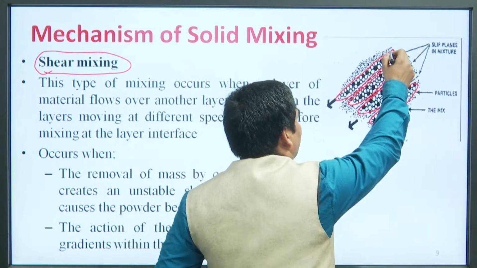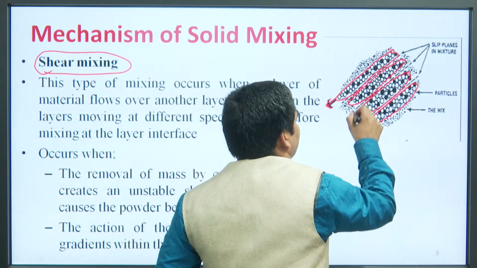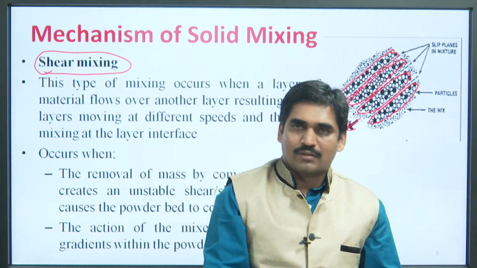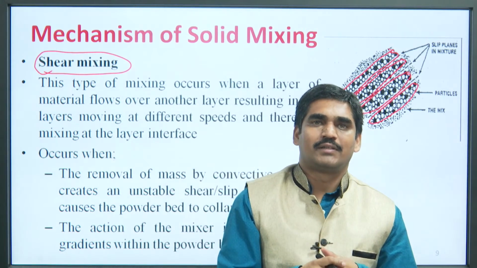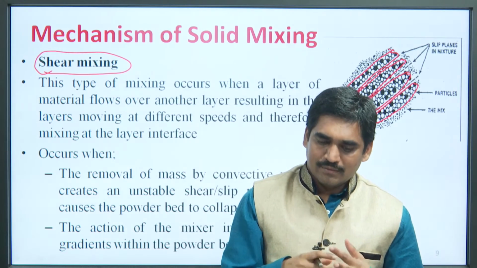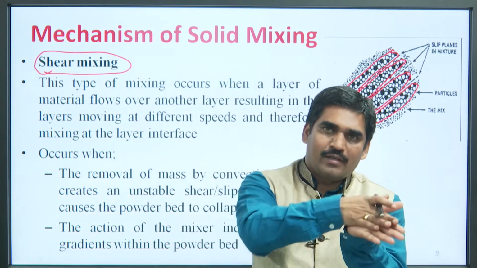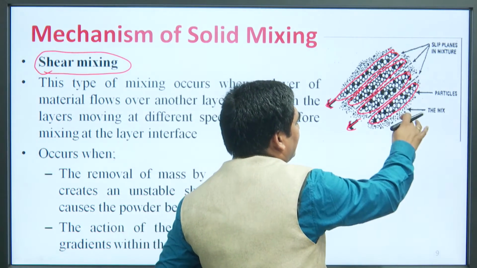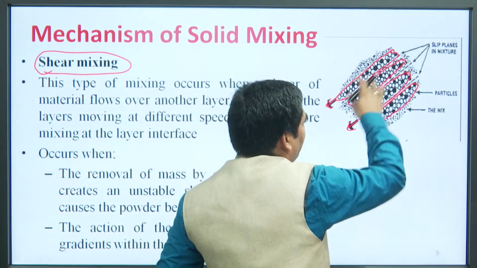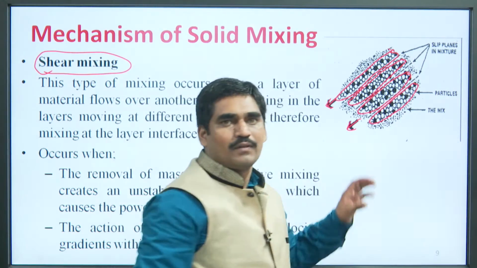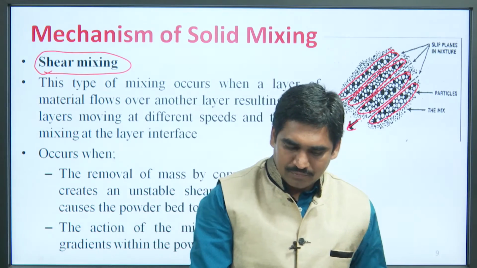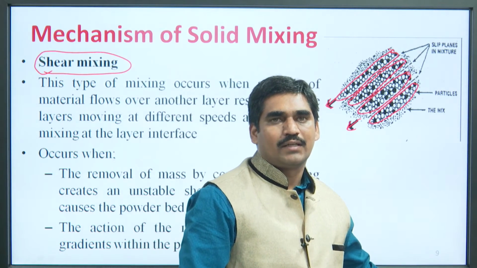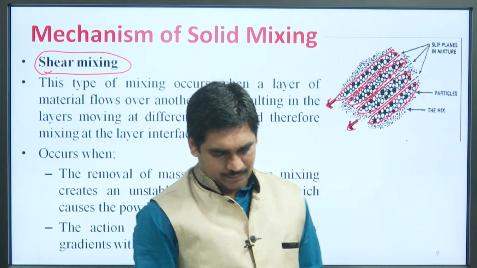So, in this mixing, what happens? The particles slip over one another or slide. This type of mixing is called shear mixing. That means in these cases a layer of material flows over another layer, one layer flows over another layer. You see there are 4 different layers. One layer is moving over another layer. If this type of mixing takes place at different speeds, then the mechanism is called shear mixing.